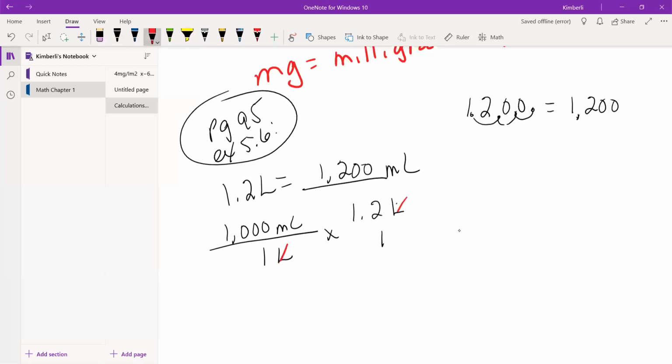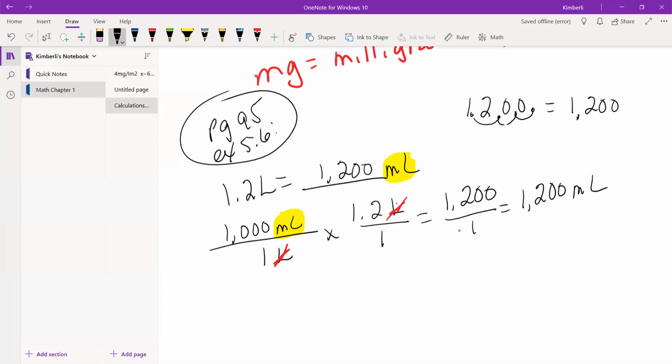So my liters are going to cancel out, and that's going to leave me with milliliters, which is what I want. I want milliliters, right? And what I don't want cancels out. And that tells me to multiply by 1,000. 1,000 times 1.2 is 1,200. And since it's over 1, any number over 1 is the same thing as that number. So 1,200 milliliters.